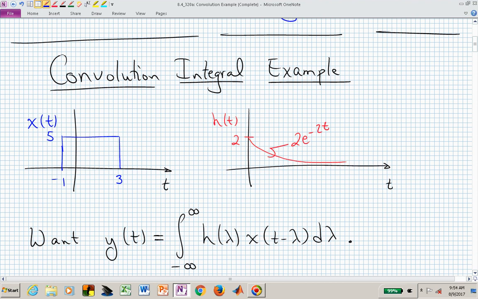And y of t is not necessarily just one functional expression. It may be a different functional expression over different intervals of time. And that's why it's important to walk through this process to gain some confidence in what we're doing when we're performing these convolution integrals.